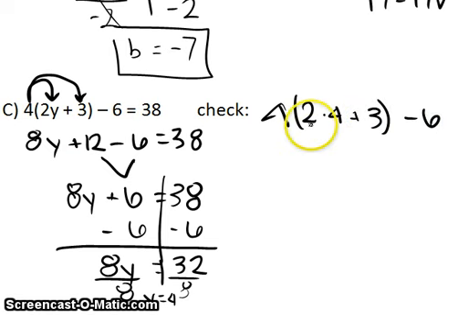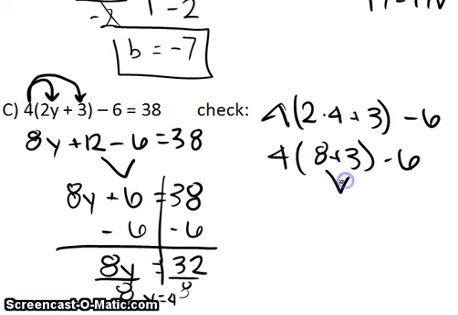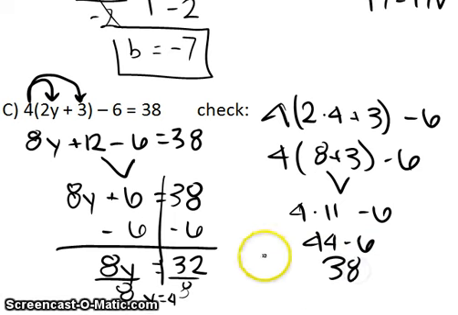So 4 times 2 times 4 instead of 2 times y, plus 3, minus 6. So order of operations says do grouping symbols first, and within that I have multiplication and addition. I need to multiply before I add. So I have 4 times 8 plus 3 minus 6. Again, finish the grouping symbols first. So 4 times 11 minus 6. That's going to give me 44 minus 6, which is 38. So I got 38 here and here. So my answer is correct.